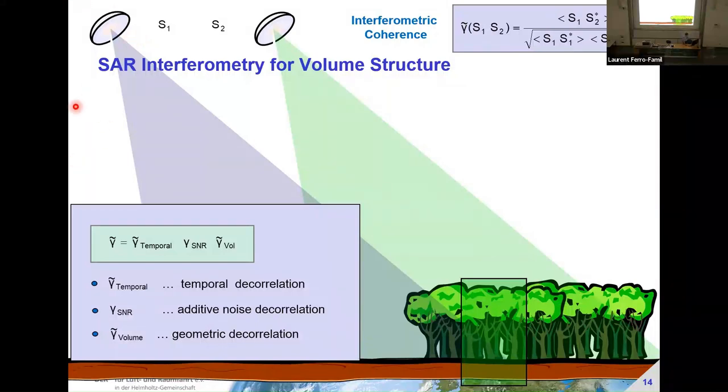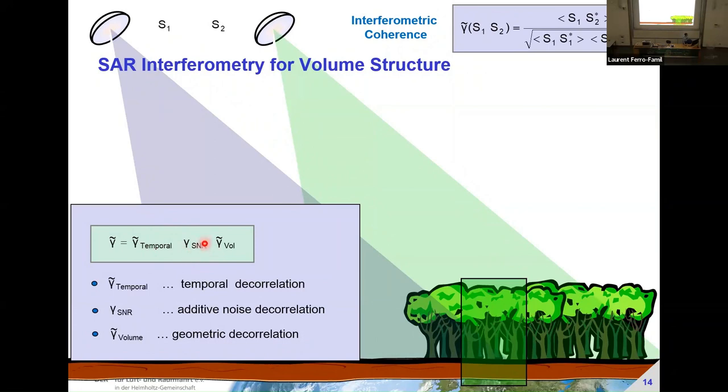So you may have a temporal contribution, which depends on the change of your volume between the two acquisitions. You may have these two acquisitions at the same time, so your volume is the same, and this gamma temporal here is one. Or you may have some time between the first and the second acquisition, and depending on the time and the wavelength, you may have a more or less destructive effect. Of course, you may have the case in which this gamma temporal is equal to zero, so your interferometric measurement makes no sense, and you just cannot use it. But whenever it is between zero and one, then you still have a way to use it.